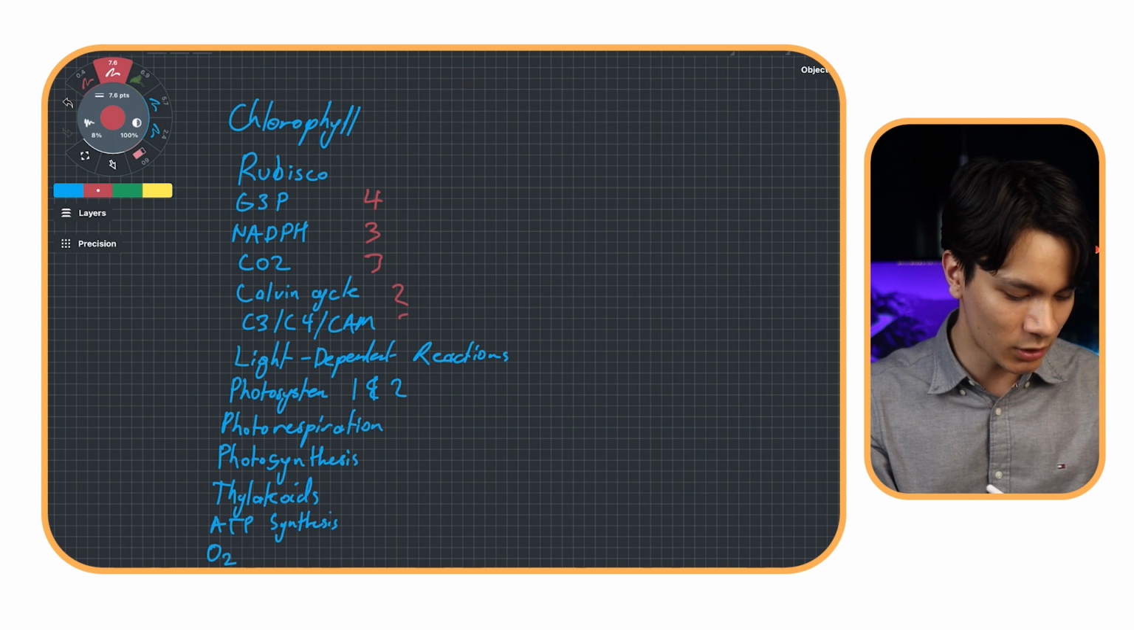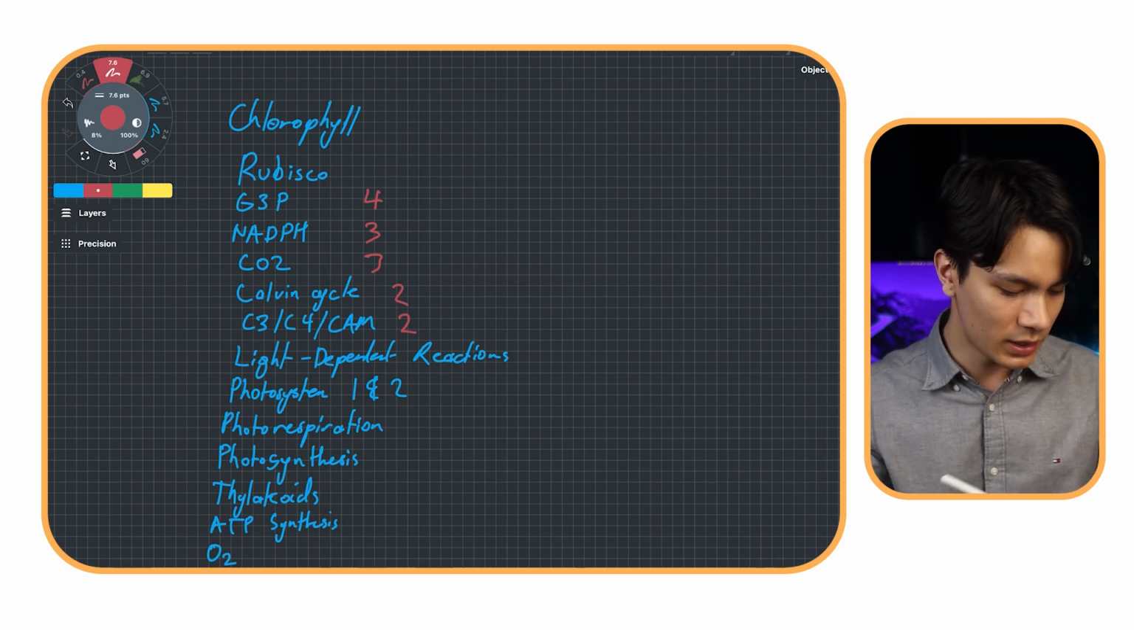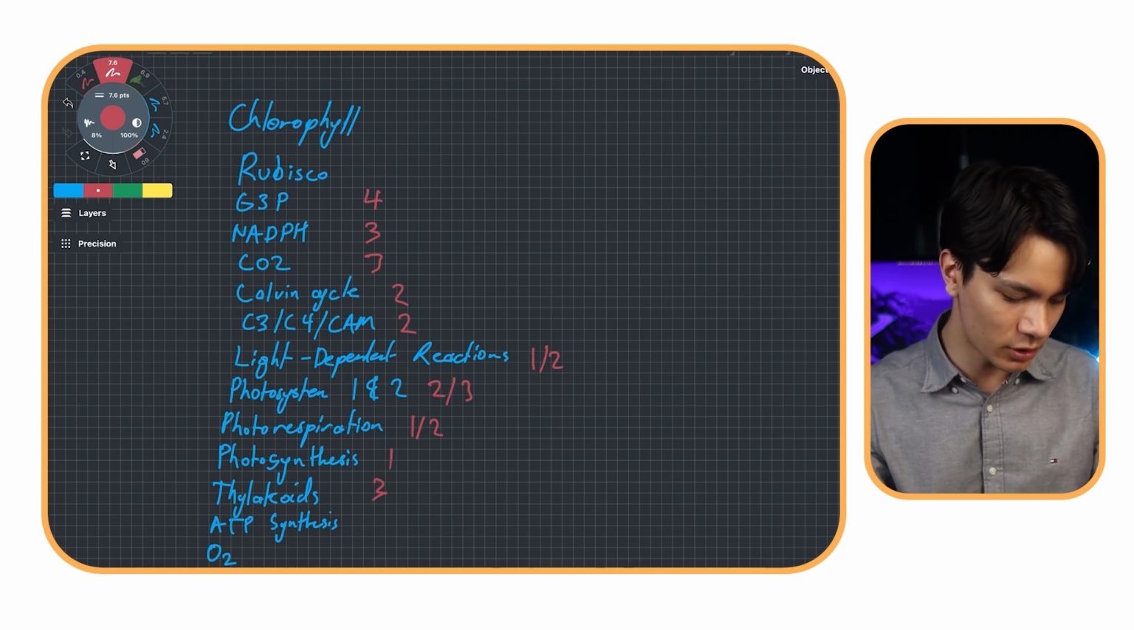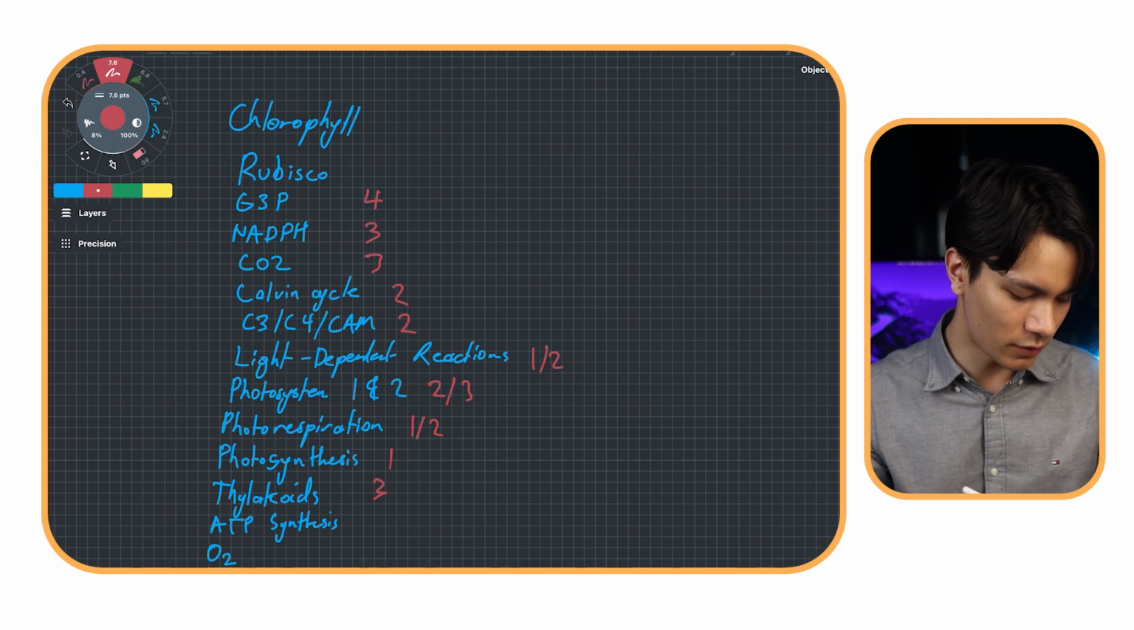C3, C4, CAM comes up in the learning objectives all the time. Light-dependent reactions, it's like, oh, maybe that's a 1 or a 2. Photosystem 1 and 2, maybe it's 2 or 3. Photorespiration, definitely a 1 or 2. It sounds like a big concept. Photosynthesis is a 1. Thylakoids, it might be pretty important to understanding photosynthesis. We've got ATP synthesis is a 1 or 2.